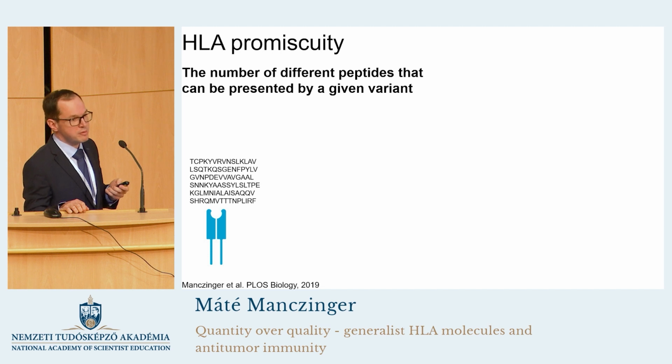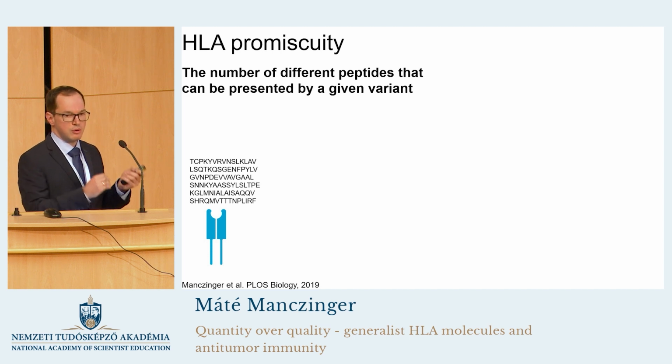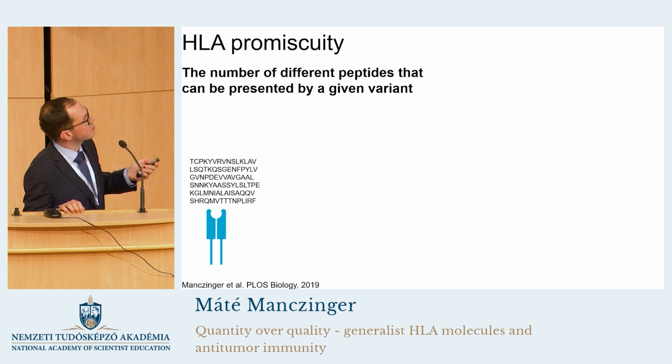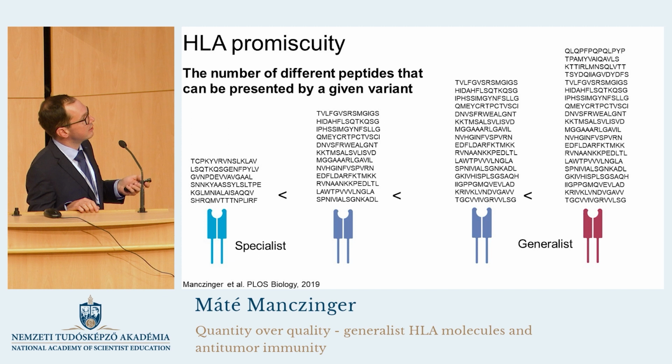This is the promiscuity. The promiscuity of these molecules means how many different peptide sequences can be bound and presented by a given HLA variant. There are variants that can bind only a small number of different peptide sequences, and there are variants that can bind orders of magnitude more of these peptide sequences. The former are called specialists, and the latter are called generalists.